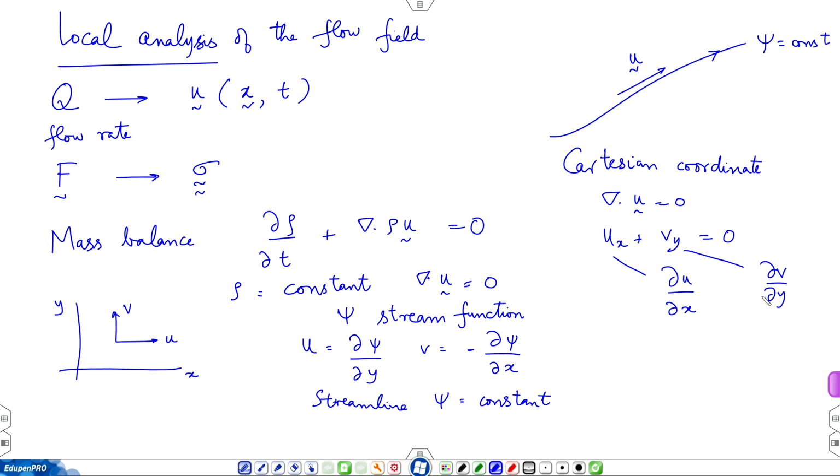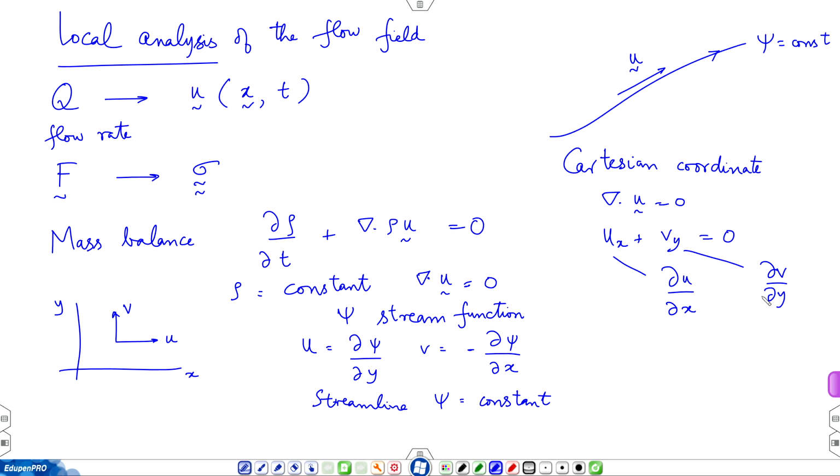Spherical we can set aside as far as class work is concerned. This notation, suffix u suffix x, indicates partial derivative. Why partial? Because u can be a function of x and y. So, when you differentiate, it is partial derivative. It can be a function of time also.